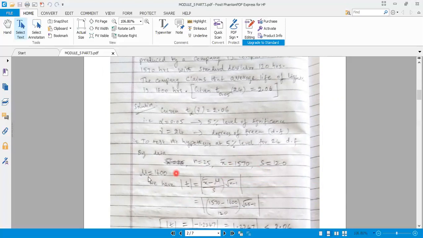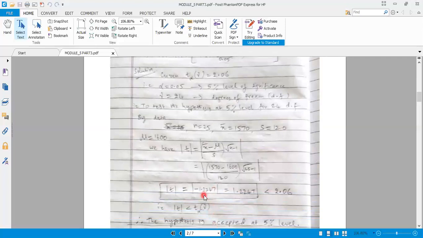After substitution, it is found to be minus 1.2247. Since it is negative, we take the absolute value, so you take plus 1.2247. Clearly, the calculated value is less than the table value. Hence, we accept the hypothesis.